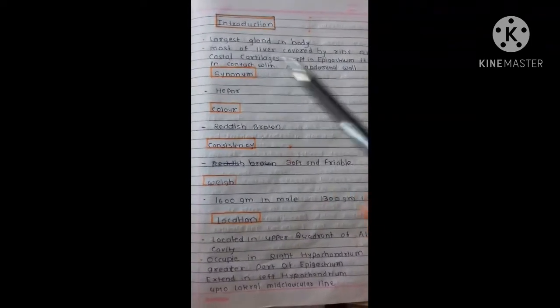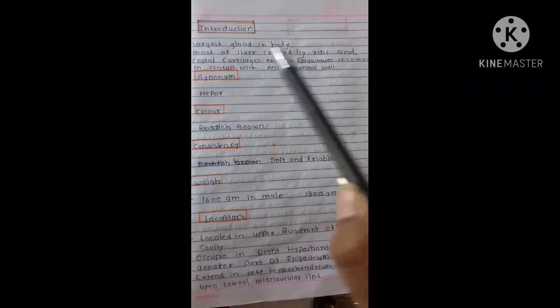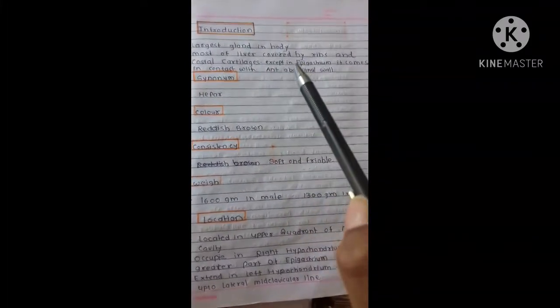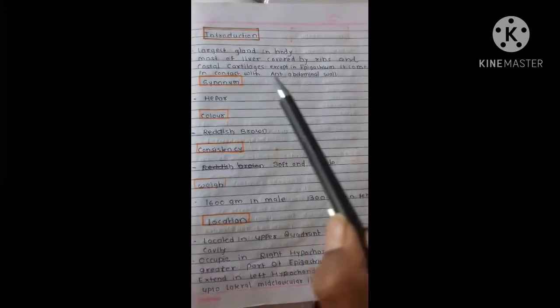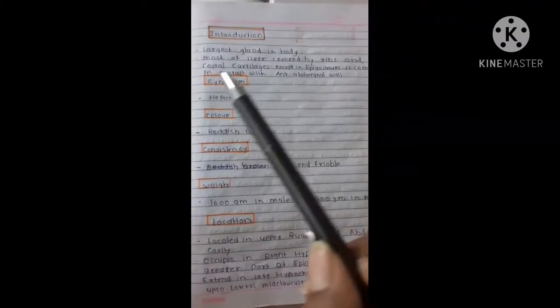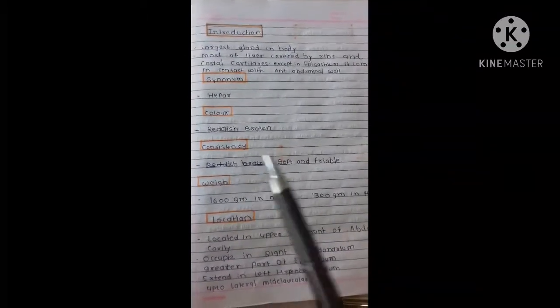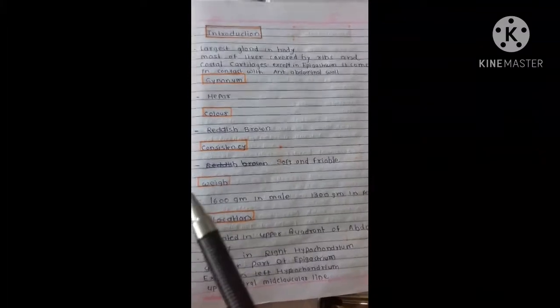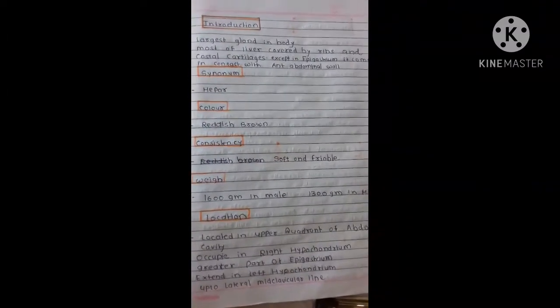Introduction. Liver is the largest gland in the body. Most of the liver is covered by ribs and costal cartilage except in the epigastrium region, which comes in contact with the anterior abdominal wall. Synonym is hepar. Color is reddish brown. Consistency of liver is soft and very friable. Weight of liver is 1600 gram in males and 1300 gram in females.